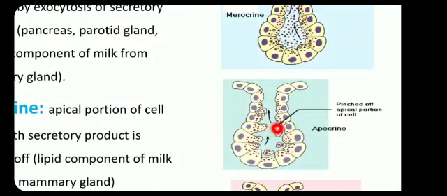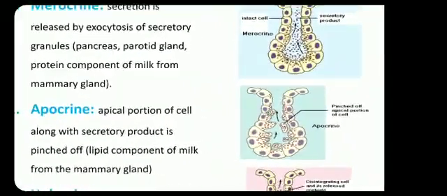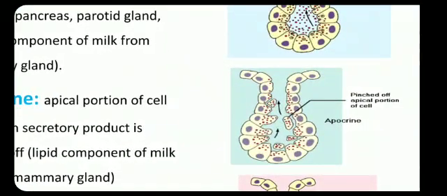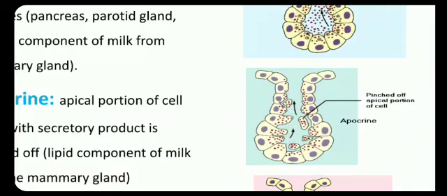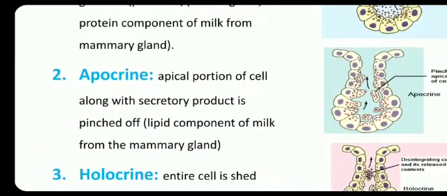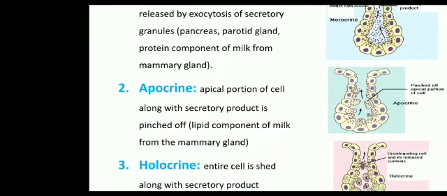Now this is the apocrine gland. Apocrine, apex, say apocrine. Here you can see the apex of the cell, the apical portion of the cell, pinched off. The apical portion of the cell containing the secretions is pinched away from the cell. The apical portion of the cell along with secretory product is pinched off. These are known as apocrine glands.